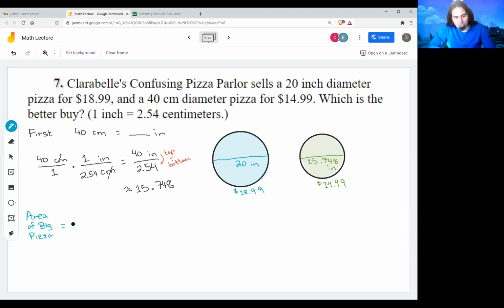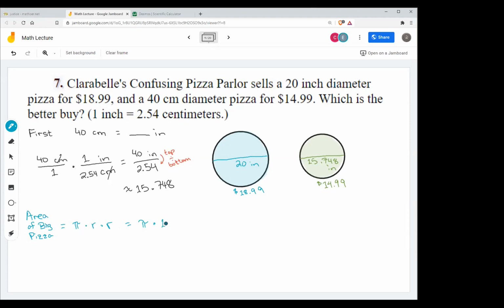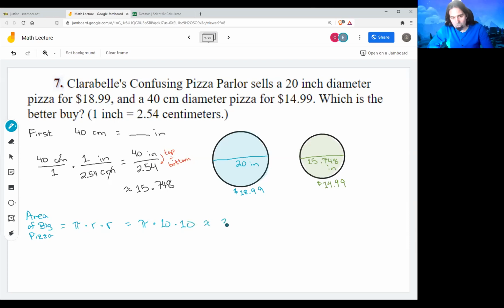You've told me the formula already, pi times radius times radius. The radius is 10. So that's going to be about 3.14 with zeros scooted twice. And the area of the small pizza has the same formula.